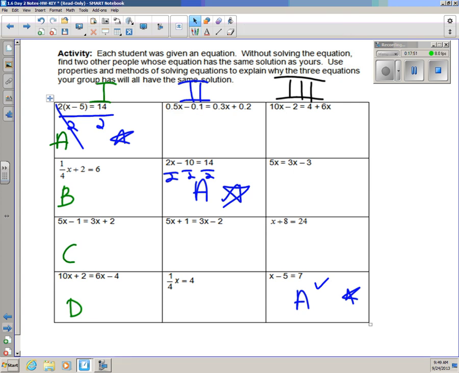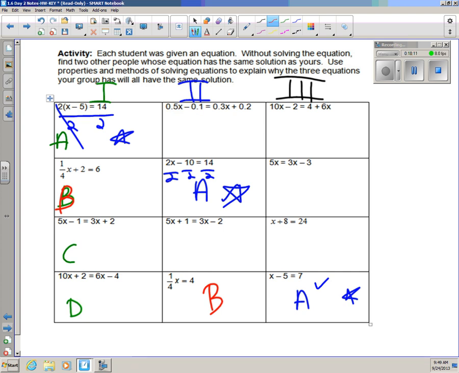If you were to look at B, I'm going to call this B here. If you looked at column 2, what is the same equation? What's equivalent? Hopefully you're going down here, because by subtracting 2 on both sides, I could get 1/4 x equals 4.